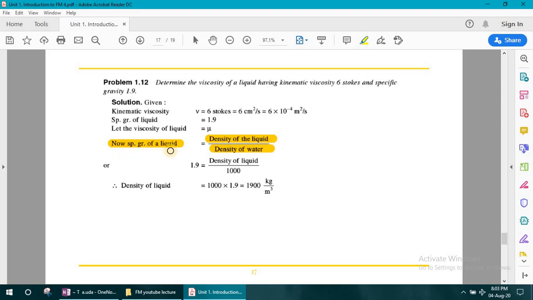So specific gravity of a liquid is 1.9, as I have written over here. Then density of liquid we have to calculate, divided by density of water, which is always 1000. So from this formula if you multiply 1.9 into 1000, you will get density of liquid equal to 1900 kg per meter cube. So what we have to calculate? We have to calculate the viscosity.